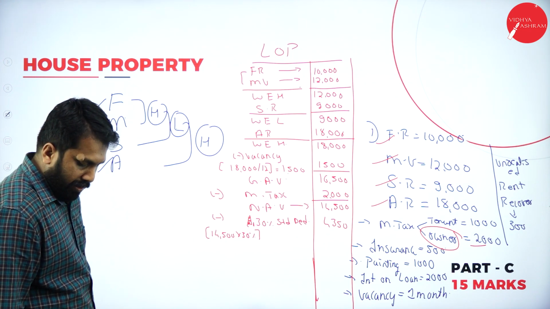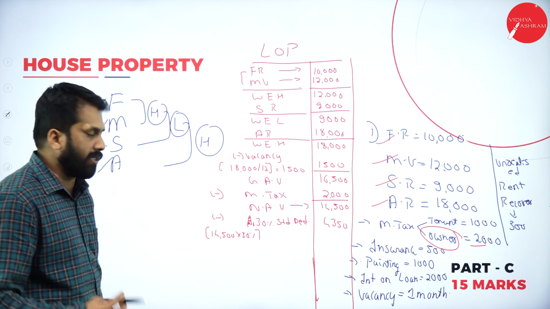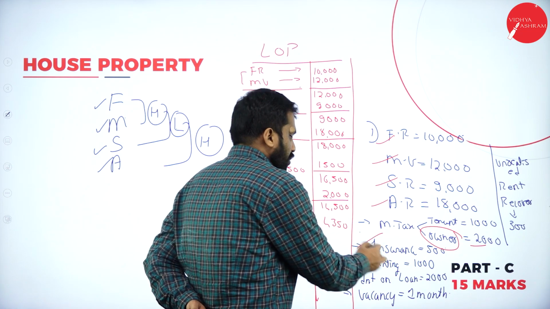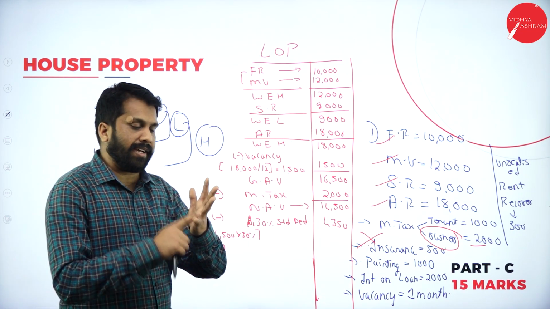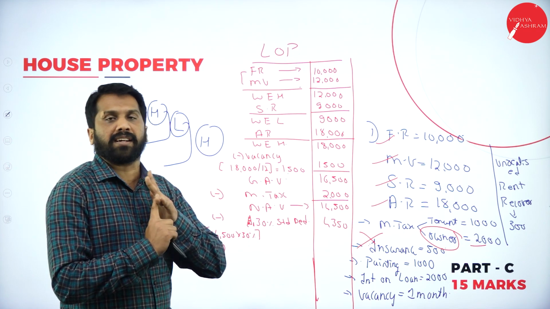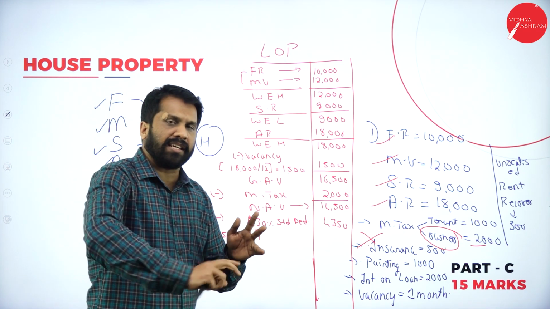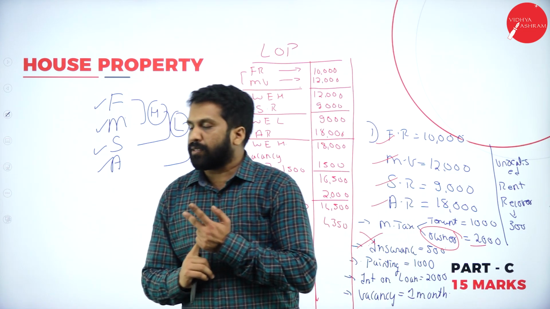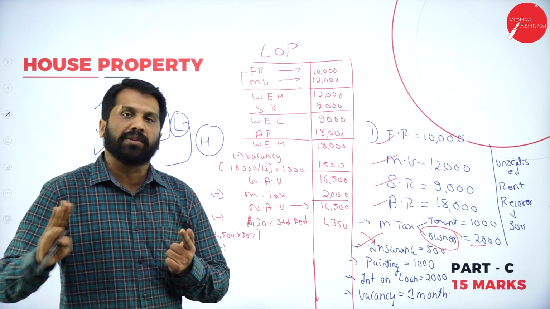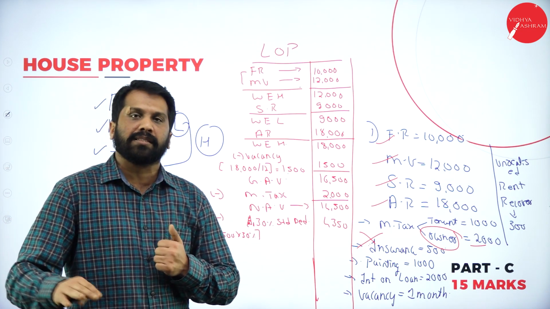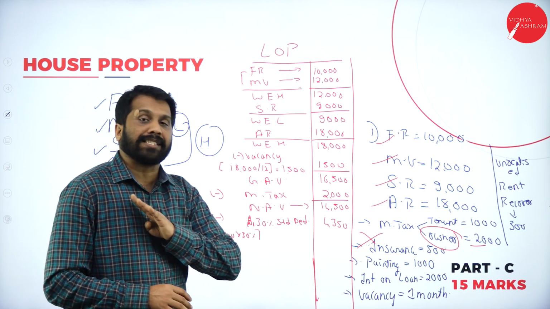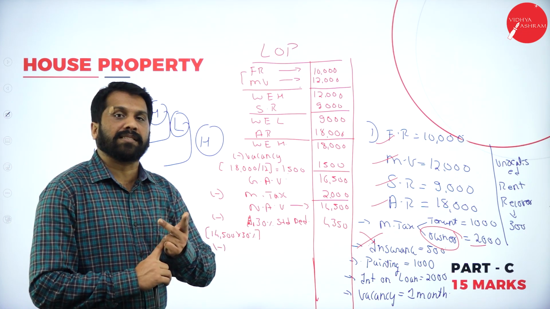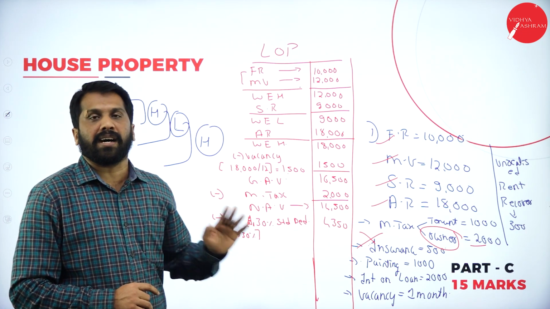14,500 into 30%, yes, 4,350. I minus that. See, they have given insurance. Don't consider it. Only you can minus interest and 30% standard deduction. Other than these two, say they give you commission, don't minus. They give you painting, never minus. Any insurance, don't consider. Remember, you're not supposed to minus anything except interest and the 30% deduction. Clear? Don't minus anything other than this.